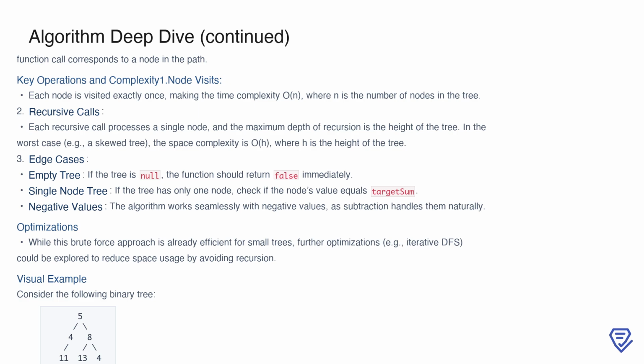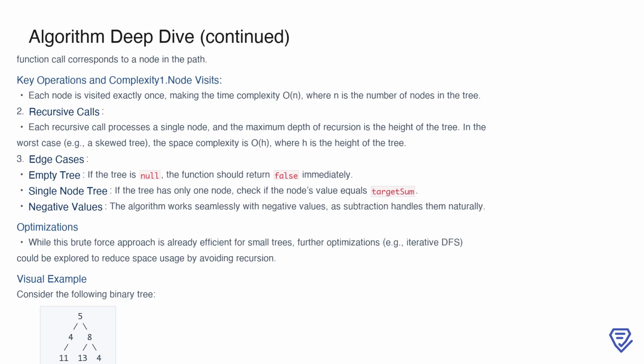For space complexity, the maximum depth of the recursion corresponds to the height of the tree. In the worst-case scenario, such as a highly skewed tree, this results in O(h) space usage, where h is the tree's height. There are a few edge cases to consider.